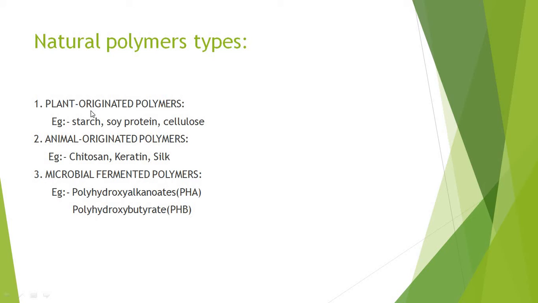Example, starch. Starch is one of the most important polysaccharides found in nature, and it is very important to all of us because starch is characteristic of plant cells, plant originated polymers, and it can be used in different products like bread, cookies, biscuits, snacks, muffins to improve the sweetness, texture and flavor of all these products.